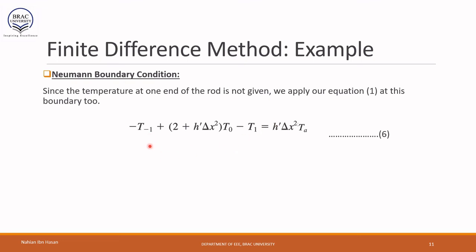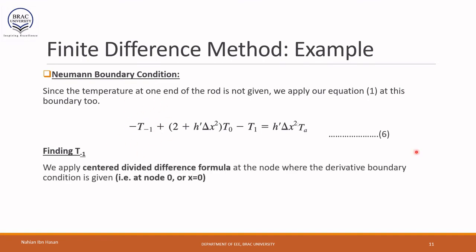So if we use equation 1 at x equal to 0, you will find this equation 6, and if you notice carefully, we have a term which is T minus 1. So this is not normal. T minus 1 is beyond the boundary. Okay, so how can we determine this T minus 1?